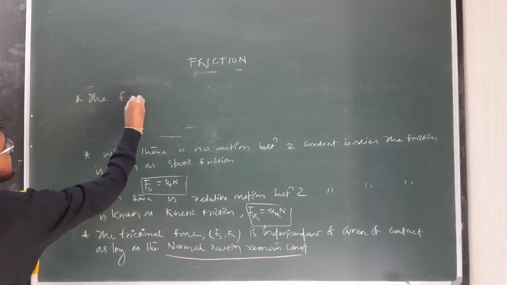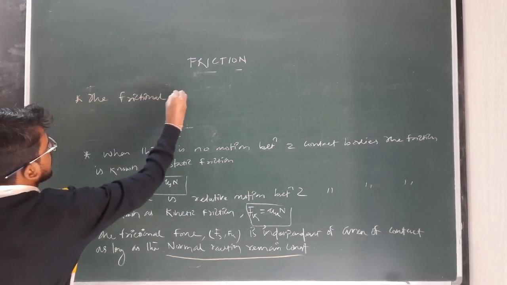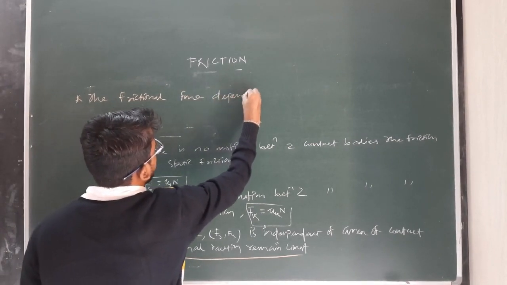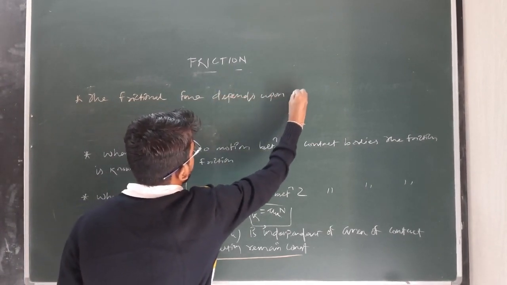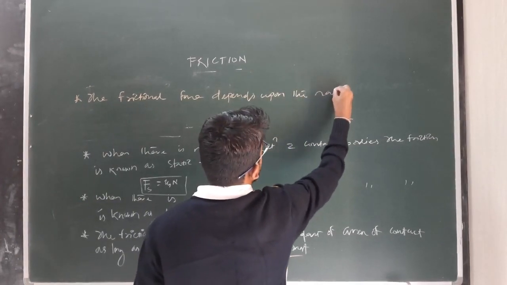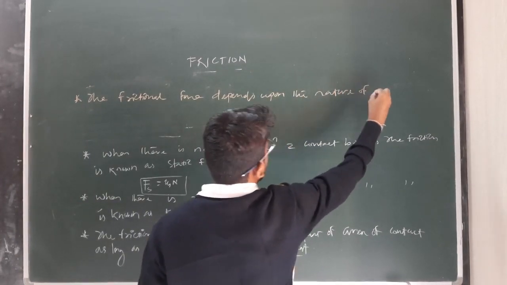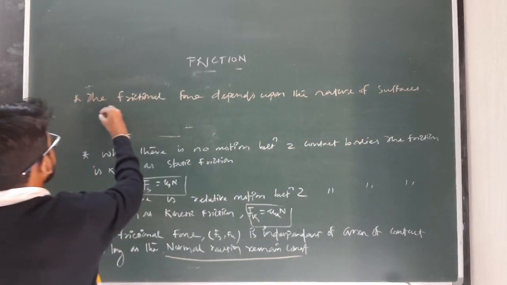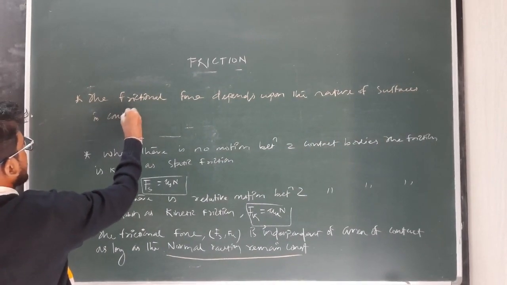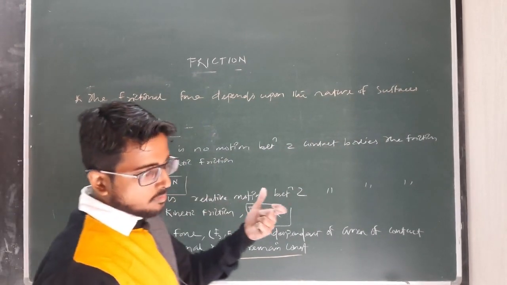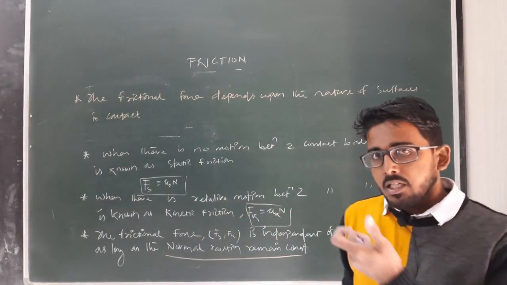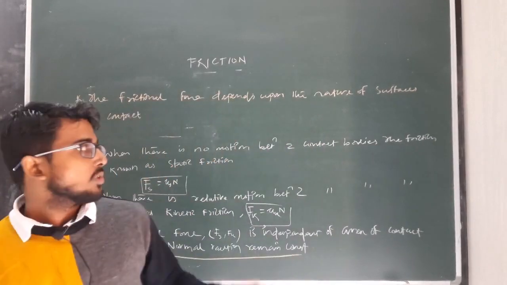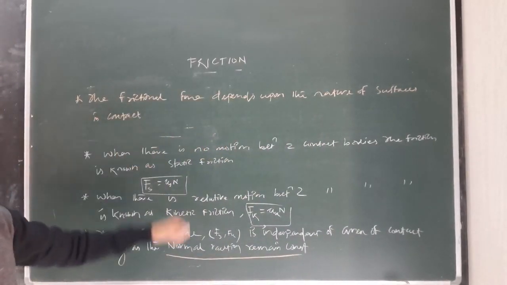Next point we can write here. The frictional force depends upon the nature of surfaces in contact. If the surface is smooth, then maybe the frictional force is small. If the surface is rough, then the frictional force may be more. So the frictional force depends upon the nature of surface in contact.